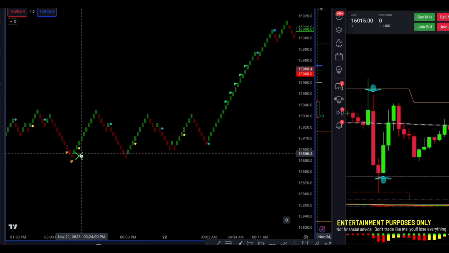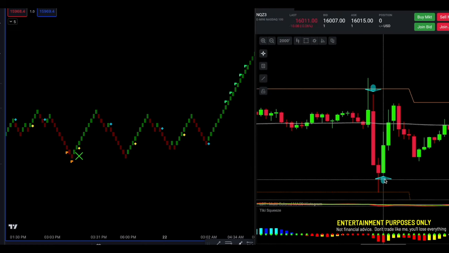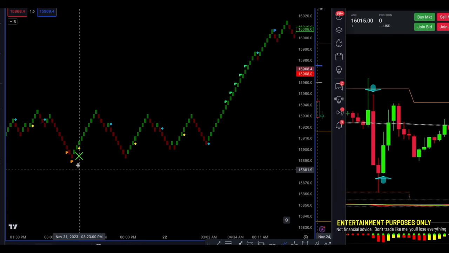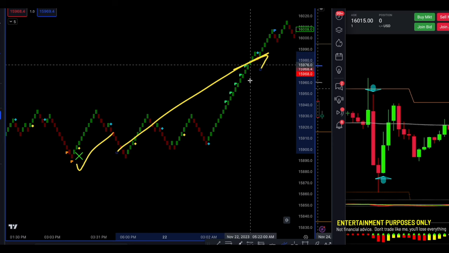So it wants us to go long. At 3:23, I got two flags. I got a squeeze. What's happening over here? Dead simple reversal says go long. Squeeze is relaxed. It says go long. I'm in. We go in, and we ride this thing to the moon.